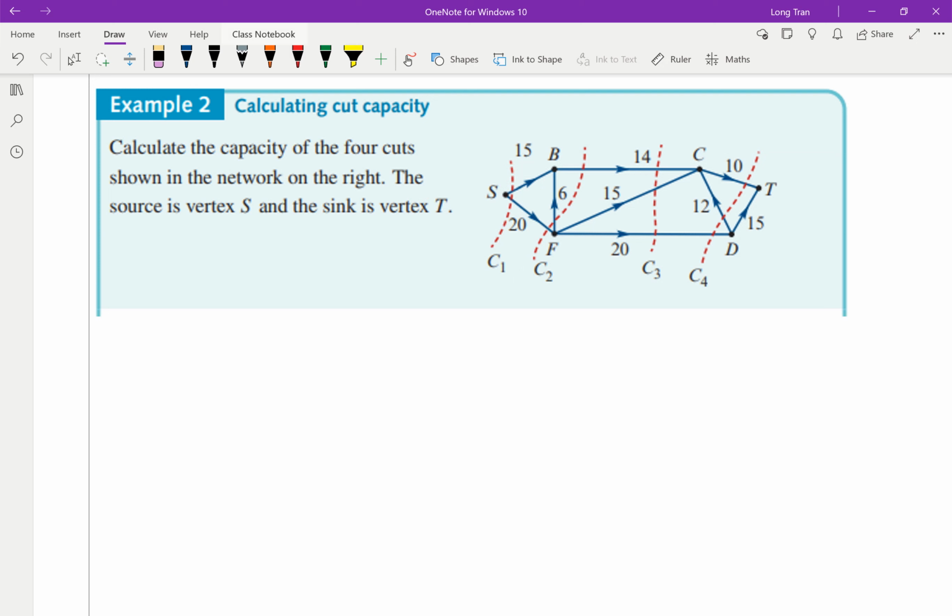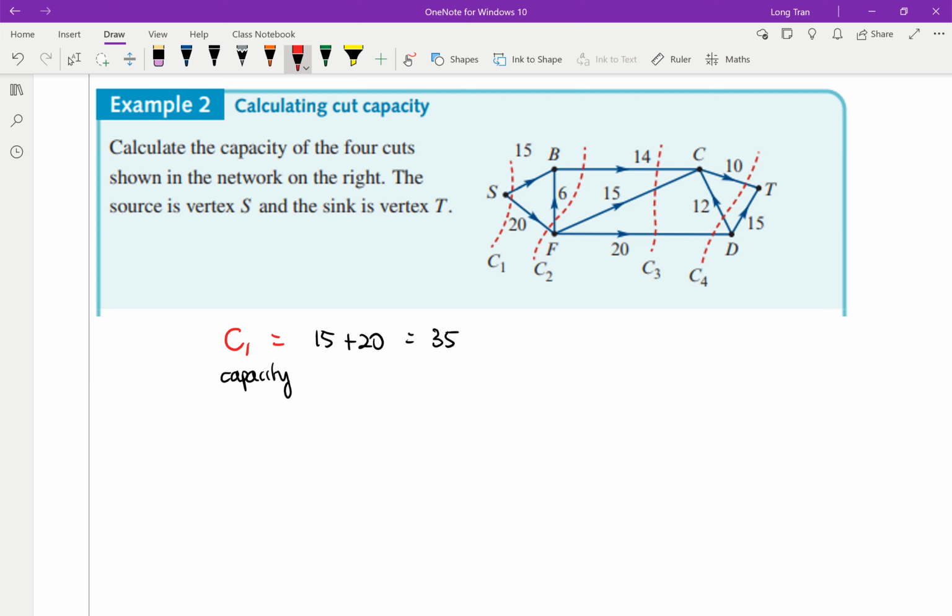Okay, so in cut 1, C1, that should have a total capacity. The capacity here would be 15 plus 20, which is 35.